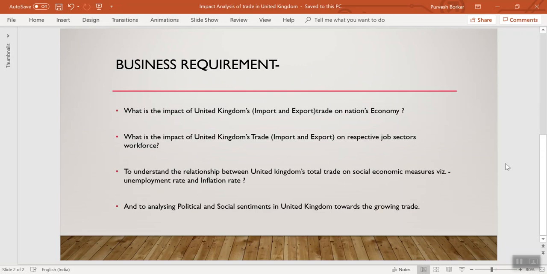For this project we will answer business queries like what is the impact of United Kingdom's trade on the nation's economy? What is the impact of United Kingdom's trade on the respective job sectors' workforce? Thirdly, we will try to understand the relationship between United Kingdom's trade and socio-economic factors like unemployment rate and inflation rate. And at last, we'll try to analyze the sentiments among United Kingdom people towards growing trade.